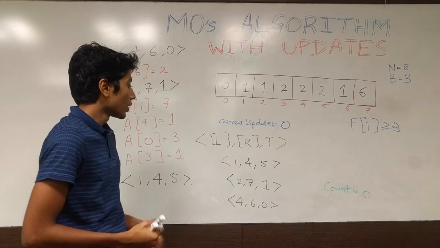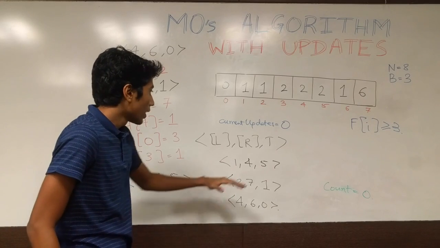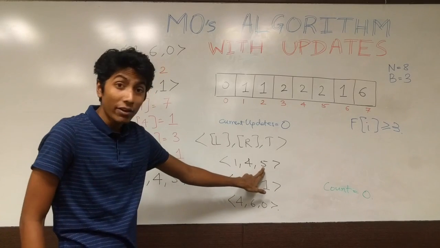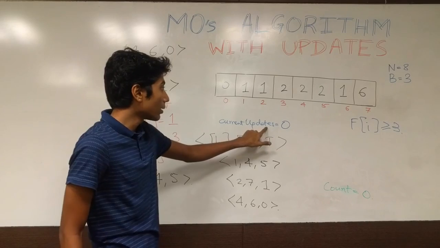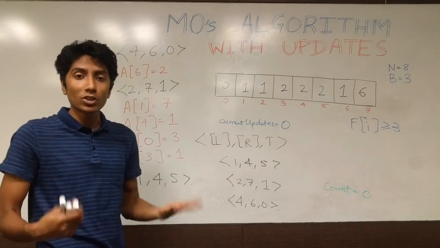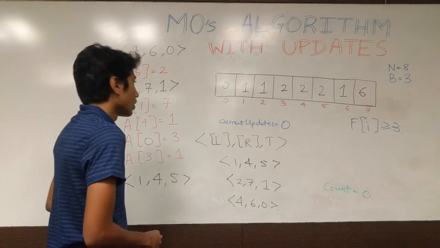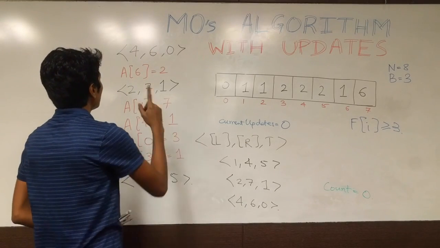This is interesting. What we need to do is process these queries in this order. And look at the first query. It has 5 updates to be performed. The current number of updates you have performed is 0. So we need to do 5 updates before we can actually answer this query. So that's exactly what we'll do. 5 updates. So let's go to the first update.